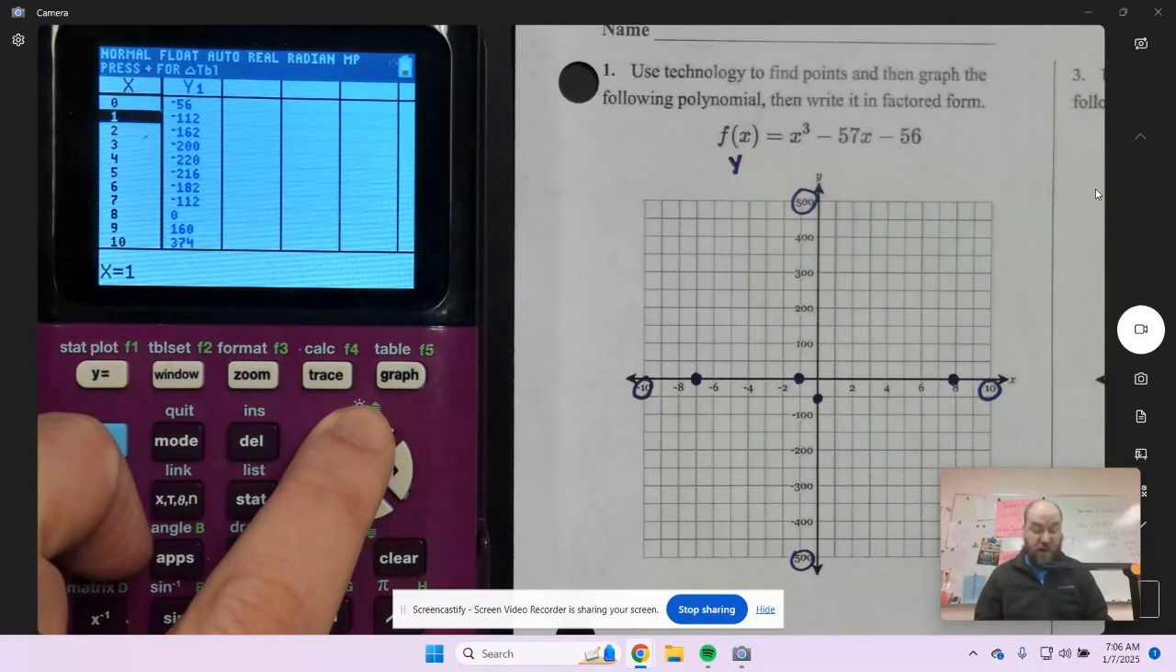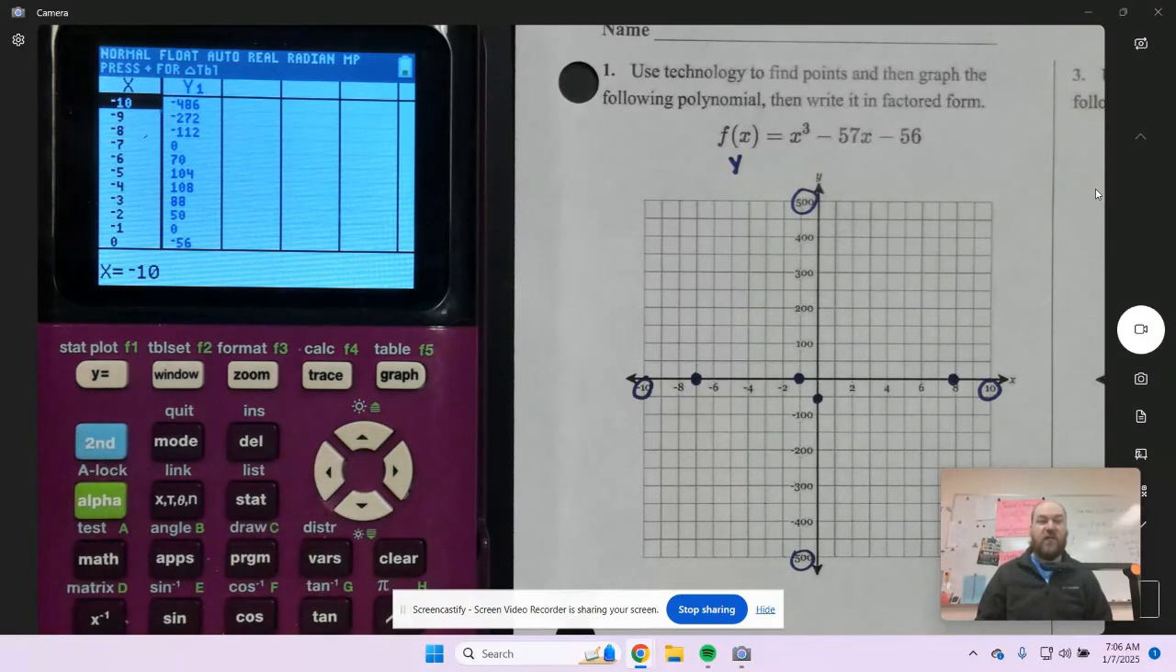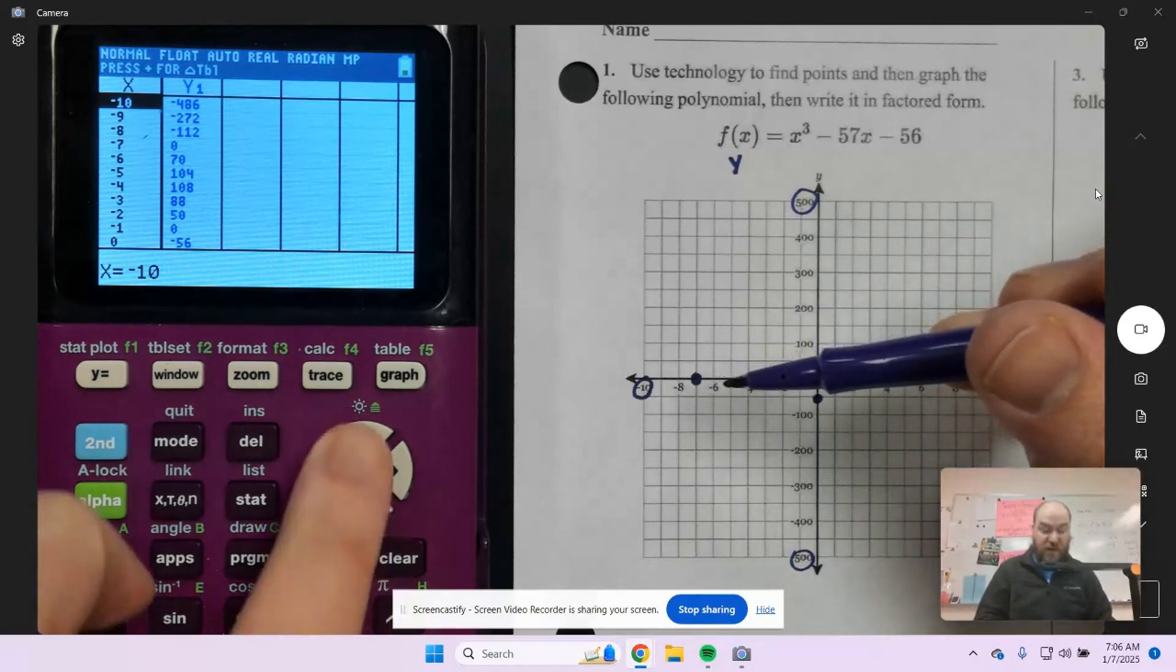So we're going to put as many of these points in as we can. I know in the past you might have learned to do 4 or 5 points. That works when the graph is much smaller and it's symmetrical. This one's not symmetrical, so we want to do as many points as we can.